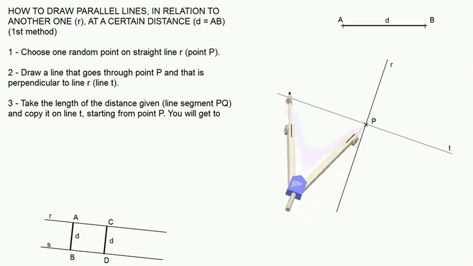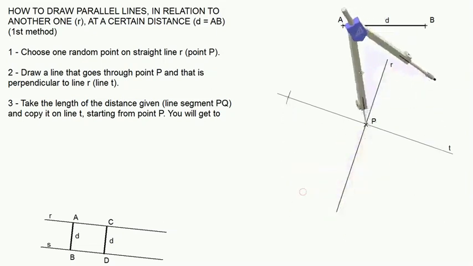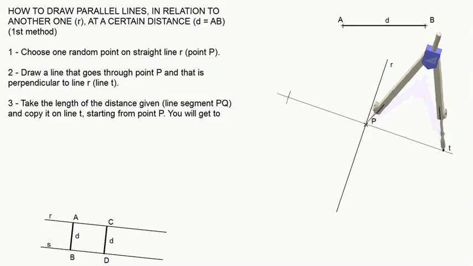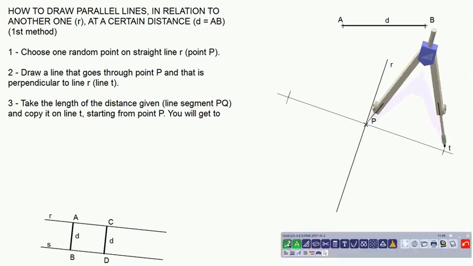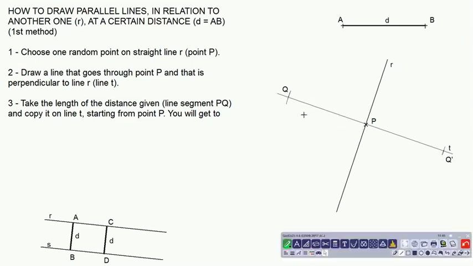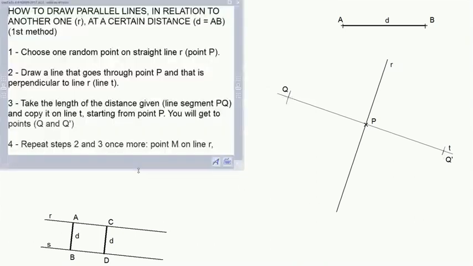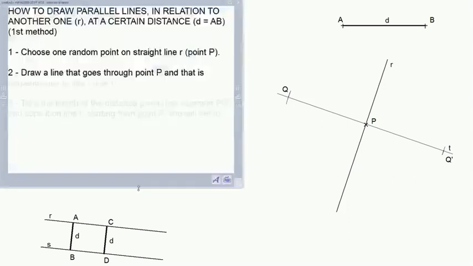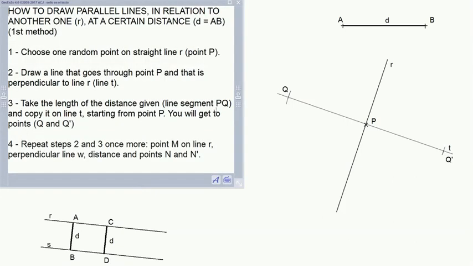and we will draw this point on this side and this point on this other side. These points will be point Q and Q prima. Now we have to repeat this same method, these same steps, with another point because we need 2 points to establish a line.